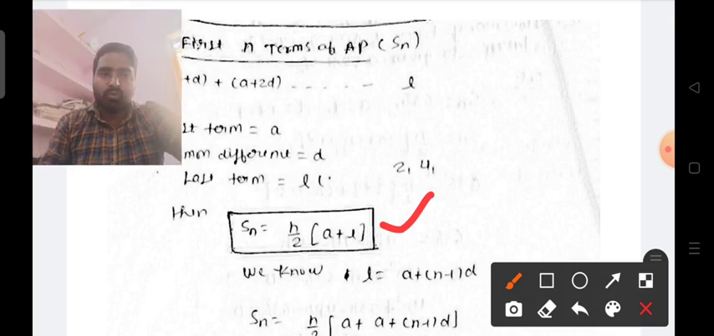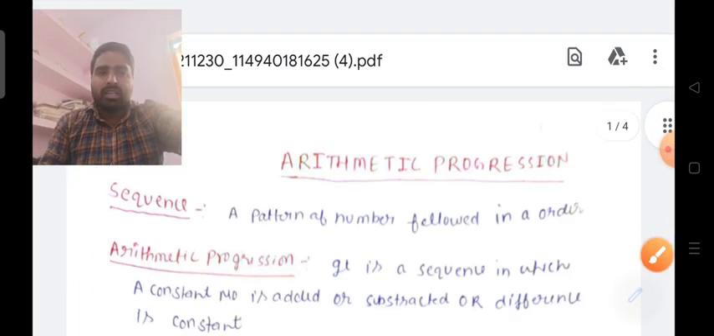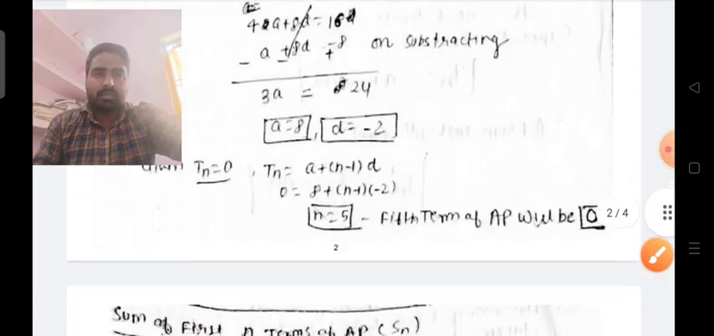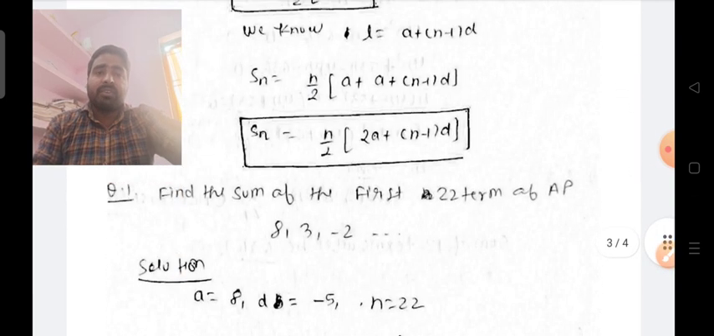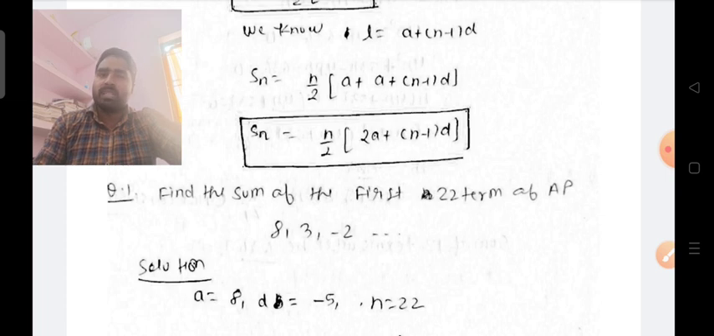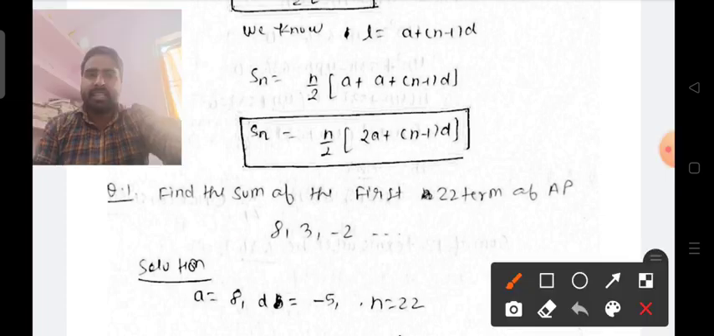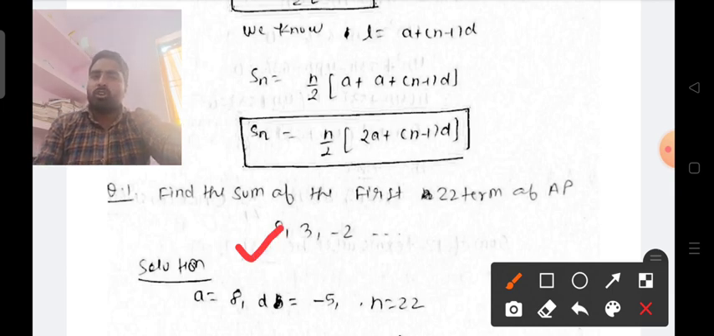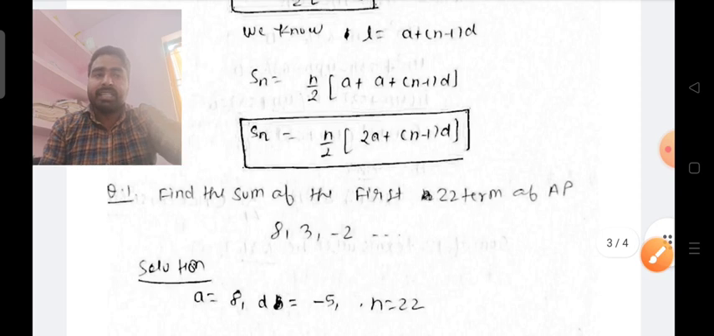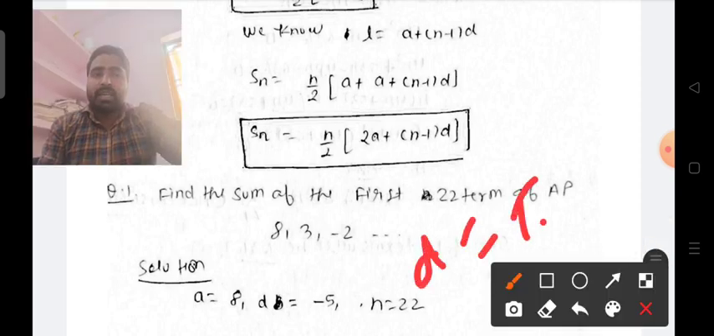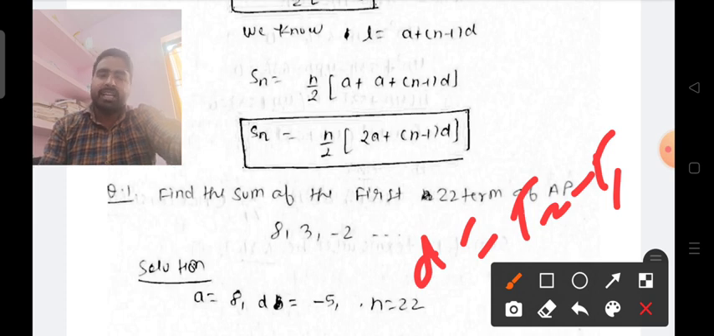Now we will move forward and take examples. This is the example we have. Find the sum of the first 22 terms. Then n means 22. We know a means 8. This is a very simple thing. What will be the common difference? Common difference means T2 minus T1. Then d is equal to T2 minus T1, 3 minus 8, that will be minus 5. Then d equals minus 5.